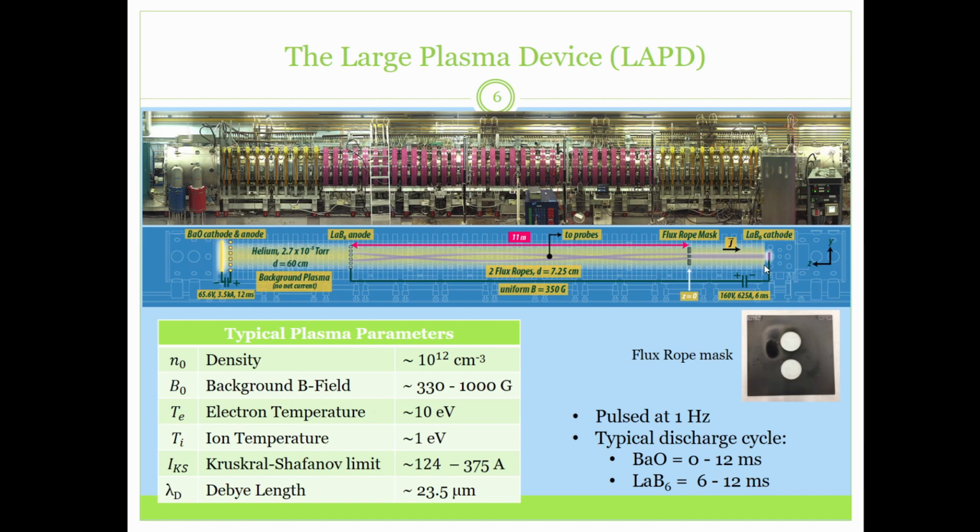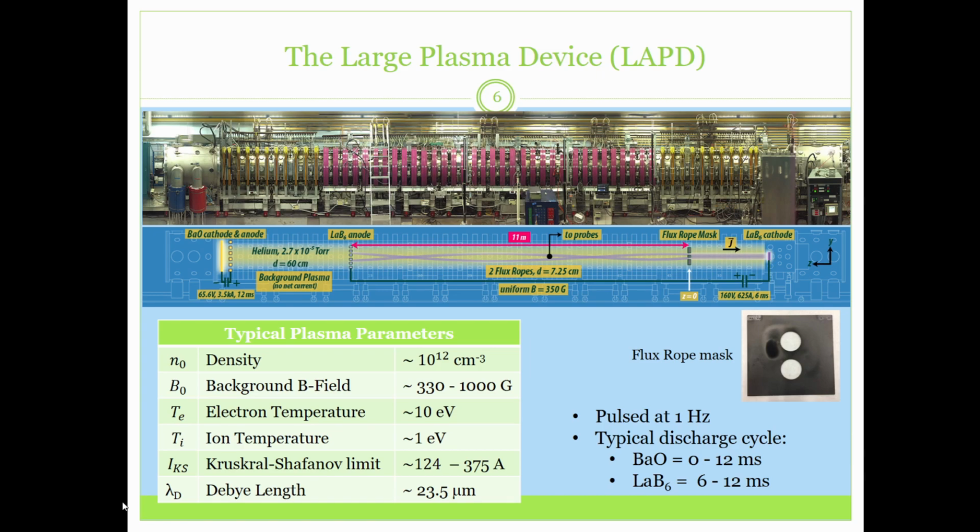On the right is a lanthanum hexaboride cathode which produces plasma for the flux ropes. To do that, the cathode is heated up and it produces a column of plasma which passes through a mask with two holes 7 centimeters in diameter as shown in this picture. What happens is the plasma will move along the chamber and terminate at the anode, which is located about 11 meters down the chamber, and this is the length of the flux rope.